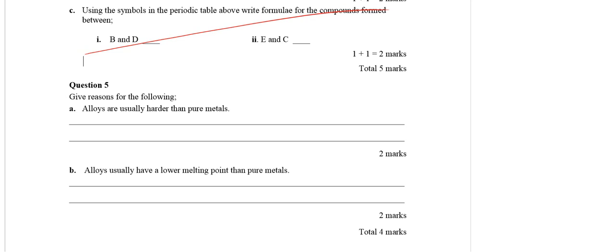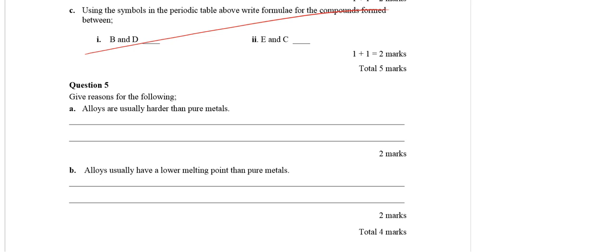Question 5 looks at modifying metals again, so chapter 3.5. All right, so they're asking for reasons why, and these are both relating to alloys, why alloys have different properties to those pure metals. Question 5a says that alloys are usually harder than pure metals, and we have to explain this.